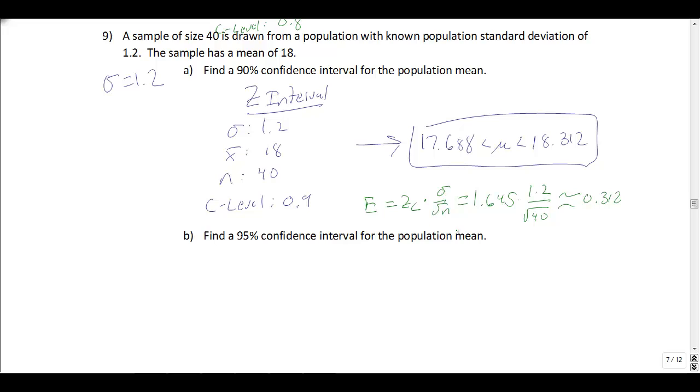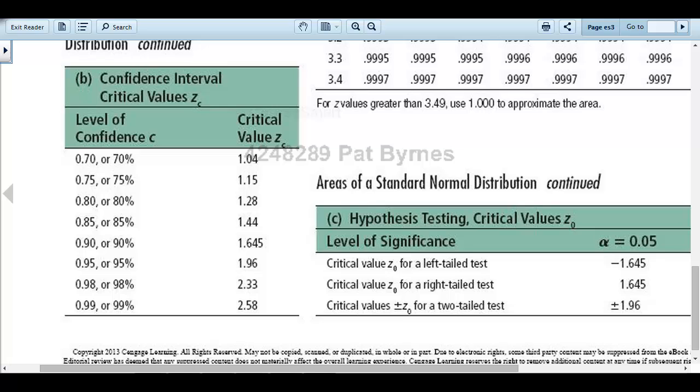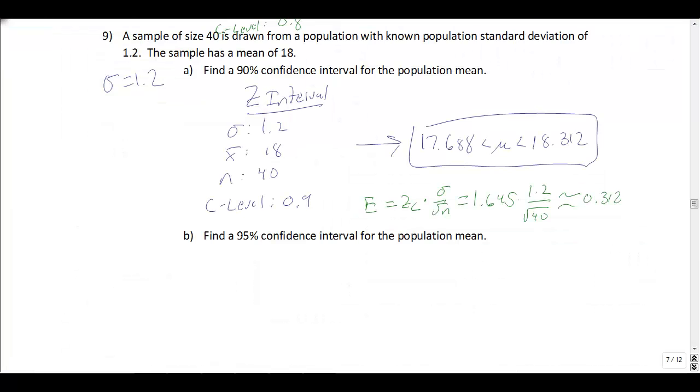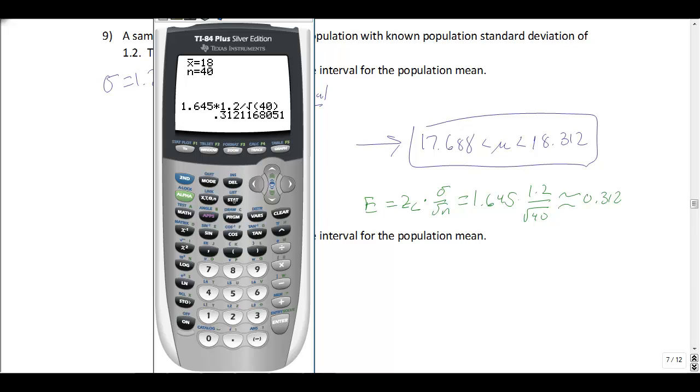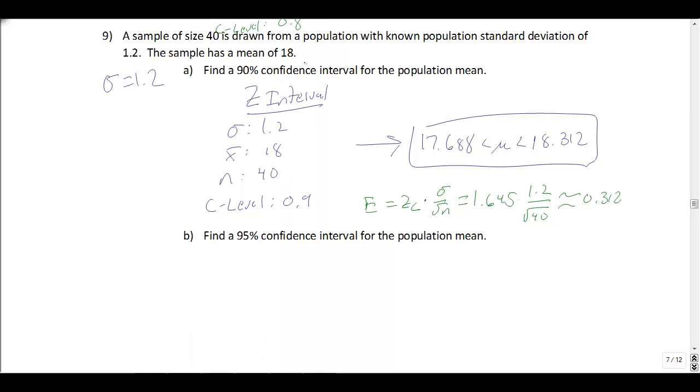Okay, 95% confidence interval, you would replace the 1.645 with 1.96 from the table. So everything would look very similar. Or I'm just going to use z interval again. Stat, test, z interval, and I just change my confidence level to 0.95 and go to calculate. Now I should still copy this down. Here I have sigma is 1.2, x bar is 18, n is still 40, but now my confidence level is 0.95.